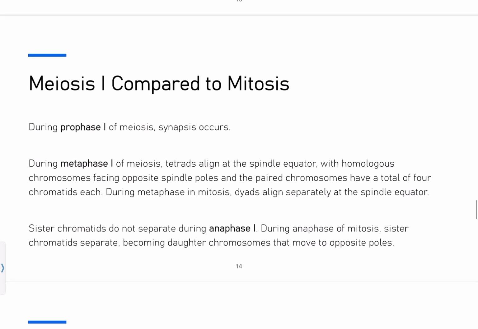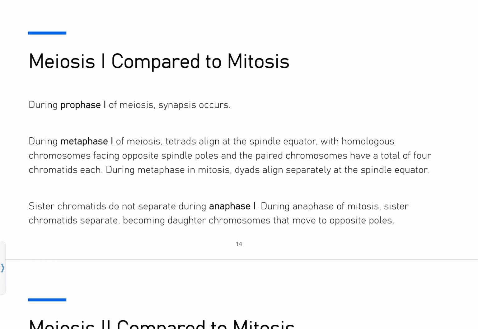So let's look a little bit more at some of the differences between meiosis 1 and mitosis. In prophase 1 of meiosis, something special happens. We mentioned it previously: we have synapsis, where homologous chromosomes pair up and form tetrads. You do not see this in mitosis. Then, during metaphase 1, tetrads lie along the equator of the spindle with homologous chromosomes facing opposite poles. So each tetrad has 4 chromatids total. In mitosis, chromosomes, which are referred to as dyads, line up individually, not in pairs.